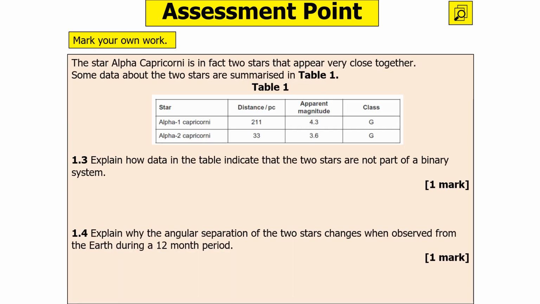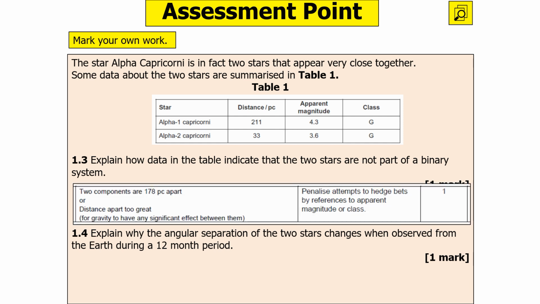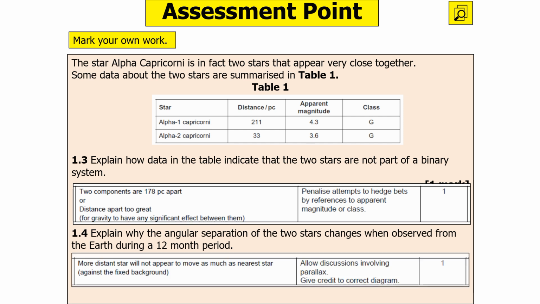Now they're not part of a binary system because you'll notice they've got a very big distance between them. As a result there are 178 parsecs apart, which is a massive distance. A binary system is when the two stars are co-orbiting each other, and they can't be co-orbiting at such a great distance, so they can't be a binary system. Now why does that change? Well, the amount of parallax you will get depends on the distance you are from the Earth. The further you are away, the less parallax effect you will get, so the more distant star, alpha 1, will not move as much as alpha 2.